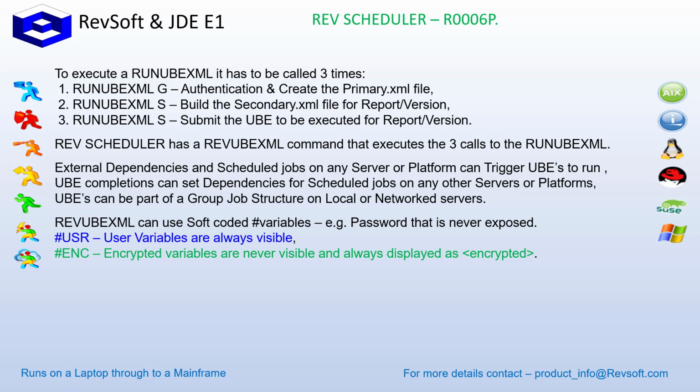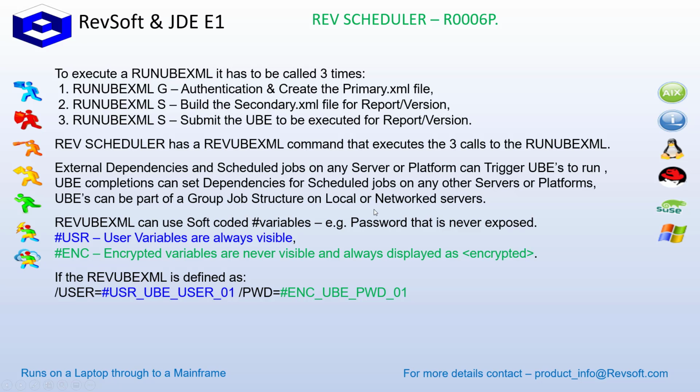Now, all RevSoft modules have the hash variables. For anyone not using RevSoft before, anything that starts with a hash is a variable. There are 2 types. The user variables, which we're showing in blue in this example, are always visible. The green or the encrypted variables are never displayed anywhere, and it's always displayed as less than, encrypted, greater than. So you can always identify when you've used it. If we define a REV VUBEXML to run as user equals a user variable and password equals an encrypted variable, when it actually ran, you would see user equals RevSoft password equals encrypted.